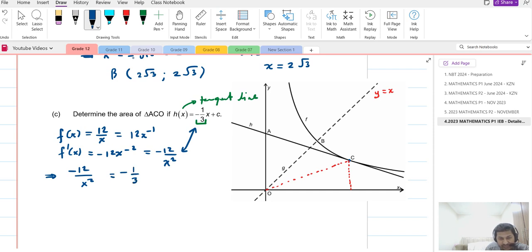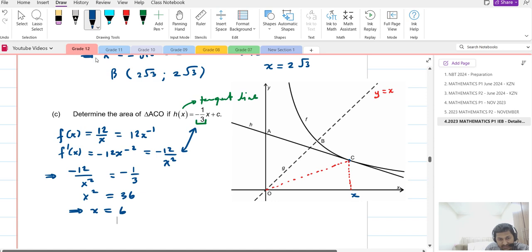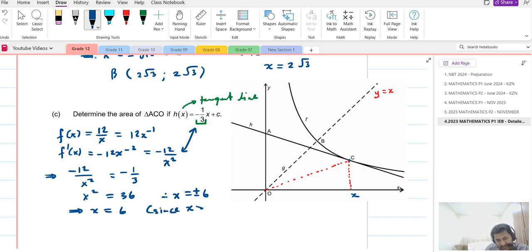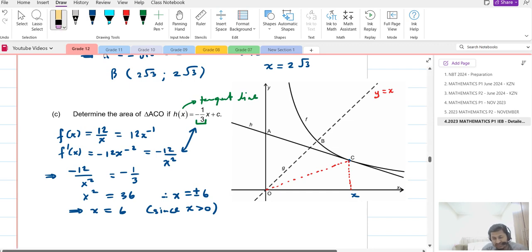Right, because we're trying to find this value of x here. Cross multiply, take out the negatives on both sides. So we get x squared is equal to 36. This implies x is equal to plus or minus 6. Now x is equal to 6 since x is greater than 0. So now we got a value which is equal to 6 here. So the coordinates of C, the x value is 6.